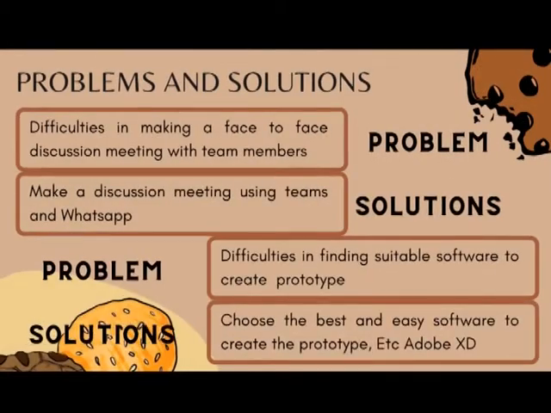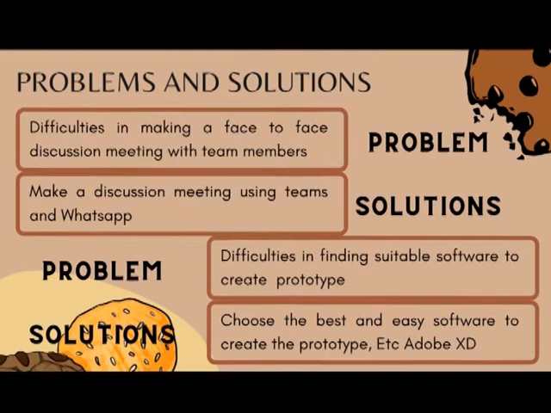In the making of every project, there will always be a problem, and of course, we can come out with a solution for each of it. The first problem we faced is difficulties in making a face-to-face discussion meeting with our team members. And we came out with the solution: make a discussion meeting using Teams and WhatsApp. We discuss everything, including the process of every task, and do our part separately.